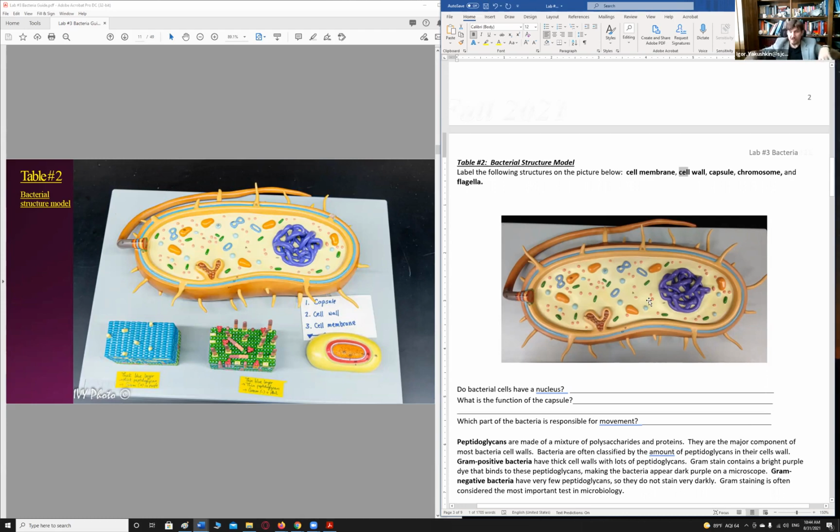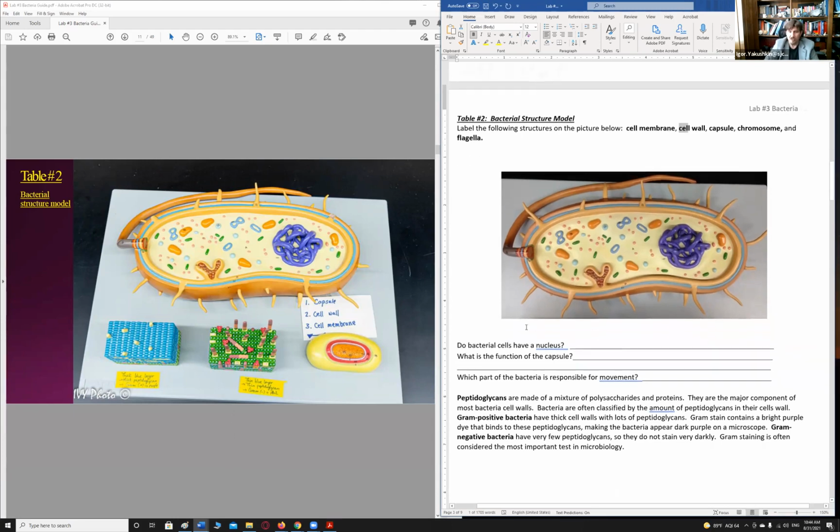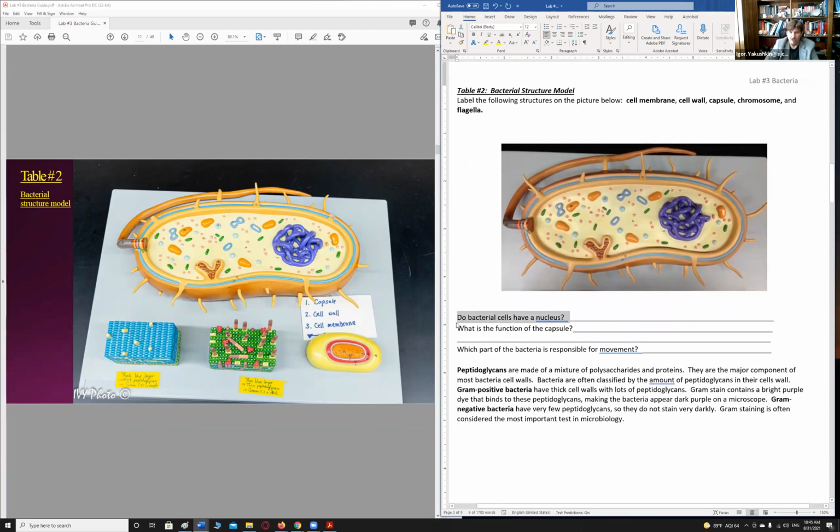So if you're coming to the lab practical, it might ask you to name the structure, and it's showing the purple thing. You can say chromosome, you can say nuclear region, you can say DNA. I'll accept any of them. Or this, the pilus. We already covered all of that in the lecture. Do the bacteria have a nucleus? No. What is the function of the capsule? Protection and adherence, to adhere to the surface. For example, you sneeze, a bunch of bacteria flying around, and they need to stick to the surface right there. Which part of the bacteria is responsible for movement? The flagellum, or flagella if it's plural. All right. Any questions, any problems on that?